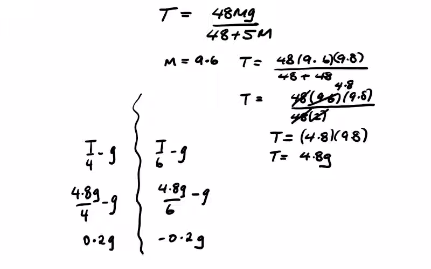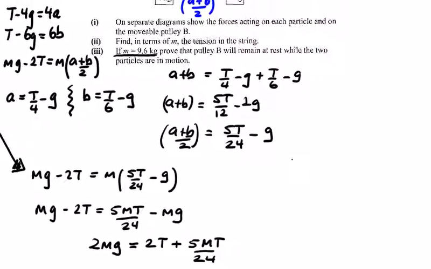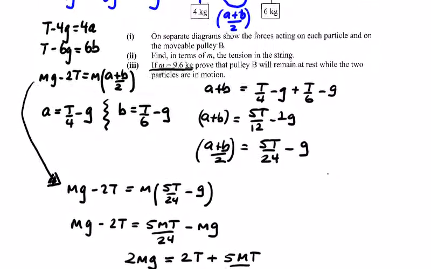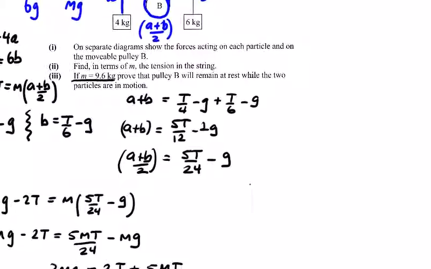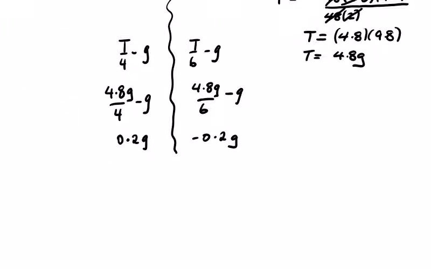What were we asked? We were asked, if m is 9.6, prove that pulley B will remain at rest. We're actually asked for the acceleration of B, so A plus B over 2. Okay, so we can see that's going to be 0. A plus B over 2 is the acceleration of pulley B, which is 0 over 2, which is equal to 0. Therefore, it does not move.